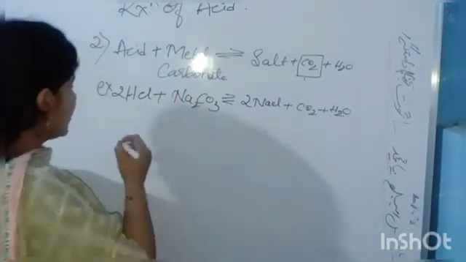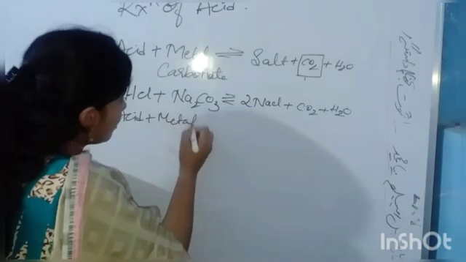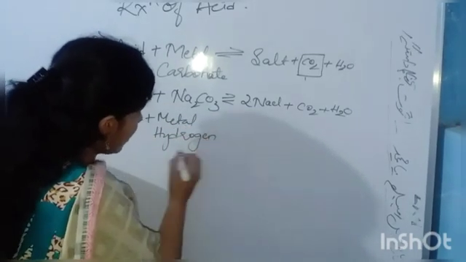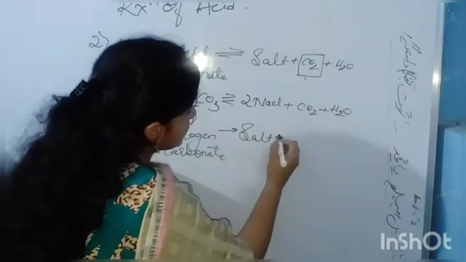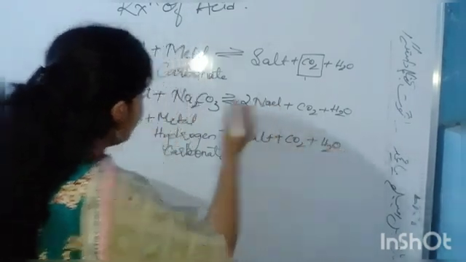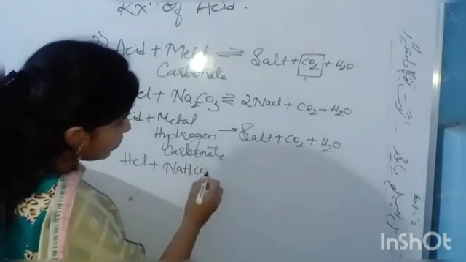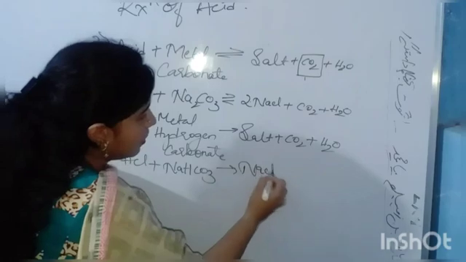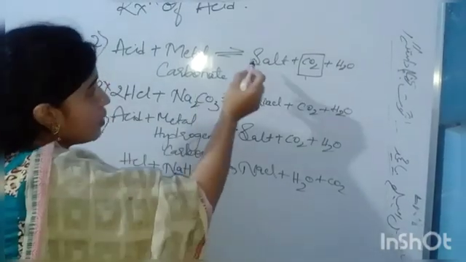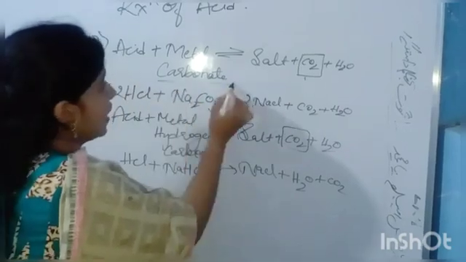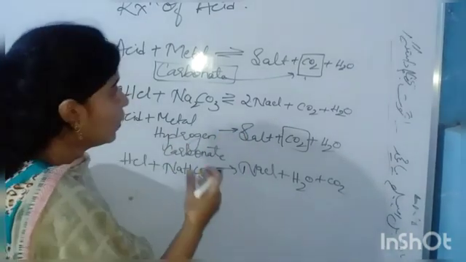One more example, the last one, is acid plus metal hydrogen carbonate. Here it is the same: salt plus CO2 plus H2O. In this case we are taking HCl plus sodium hydrogen carbonate, NaHCO3, which is going to form NaCl plus H2O and CO2. Fine, this is a reaction. Here in both cases, whenever we have a carbonate, remember that in the products it is going to release carbon dioxide.